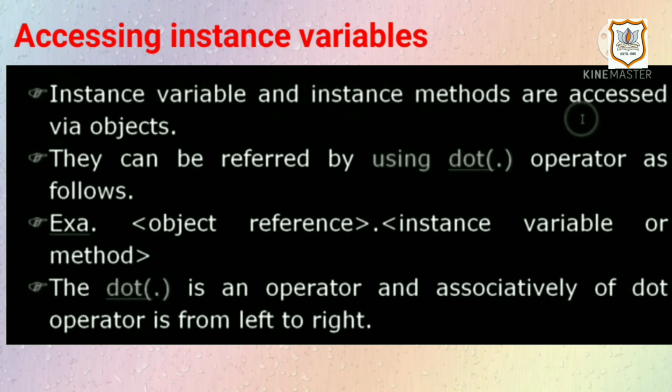Next one is accessing instance variables. Instance variables and instance methods are accessed via objects. They can be referred to by using the dot operator as follows. Example: object reference dot instance variable or method. The dot operator is an operator and the associativity of the dot operator is from left to right.